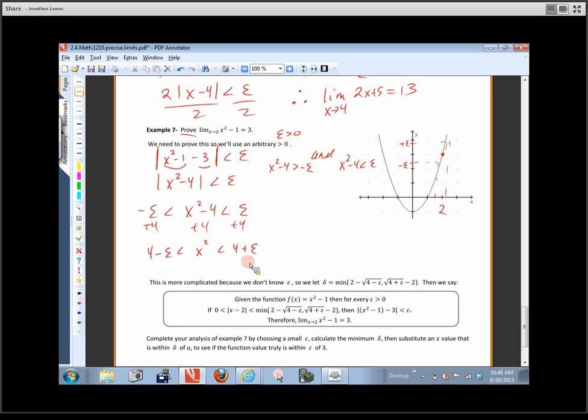Now, as long as we're dealing with really small epsilons, let's say epsilons smaller than at least 4, is that a positive number? And is that a positive number? Is it okay to just go through and take a square root of everything? Okay, so we take the square root here, here, and here. So that means we are at square root of 4 minus epsilon, this is x, and this is square root of 4 plus epsilon.